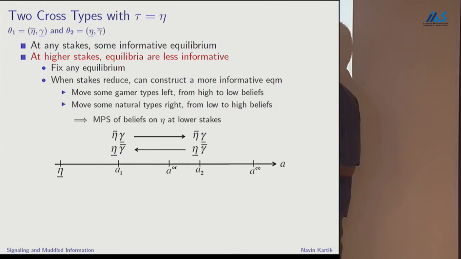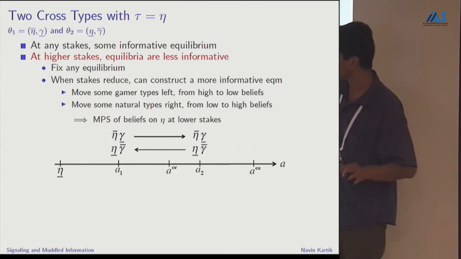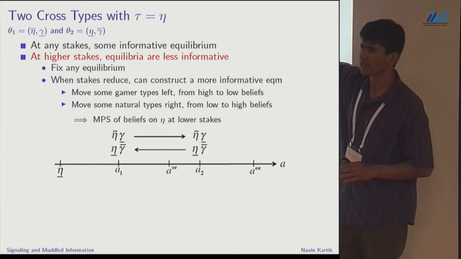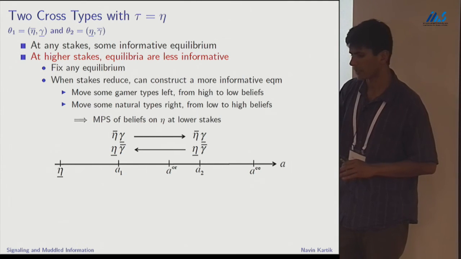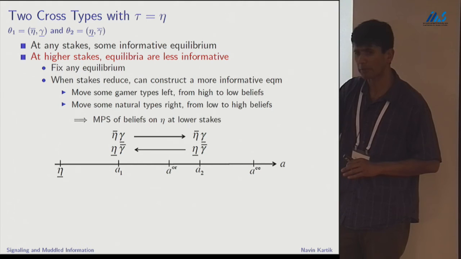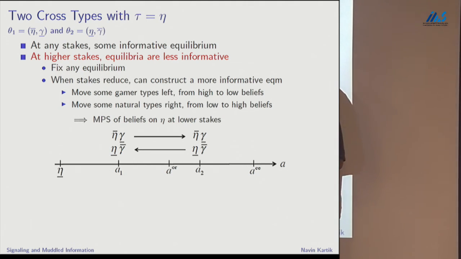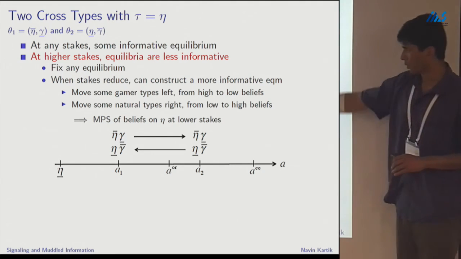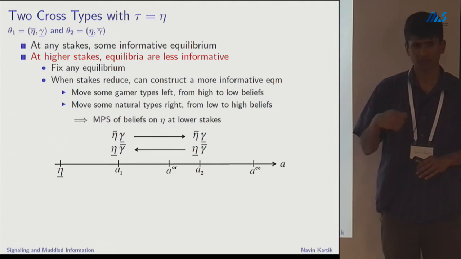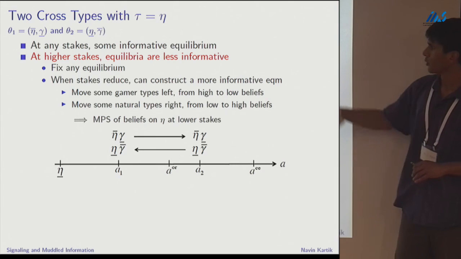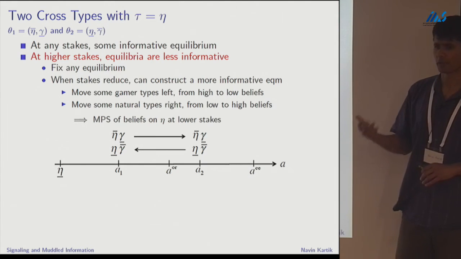Here's the way in which the argument goes, and this is still just going to be a sketch. The idea is that we want to prove a perturbation argument. Let me explain what I mean. Take an arbitrary equilibrium. What we want to show is that when stakes reduce, we can construct a more informative equilibrium.